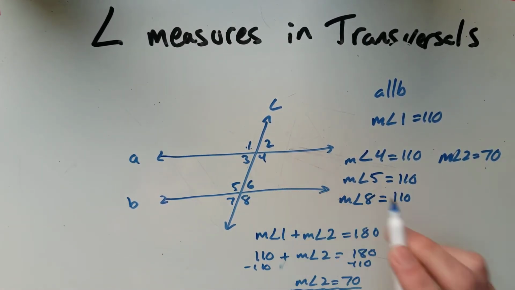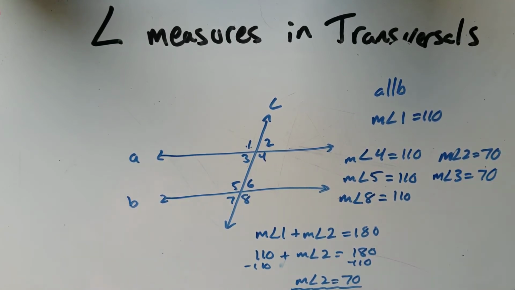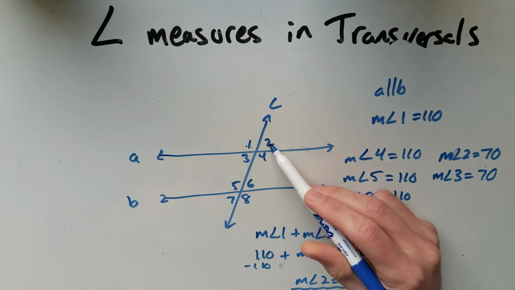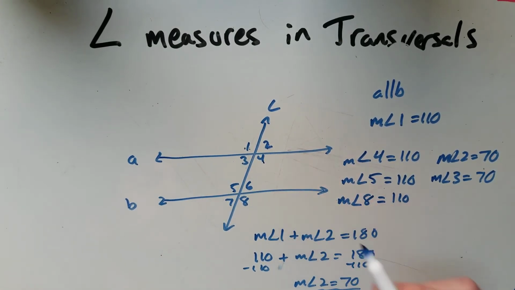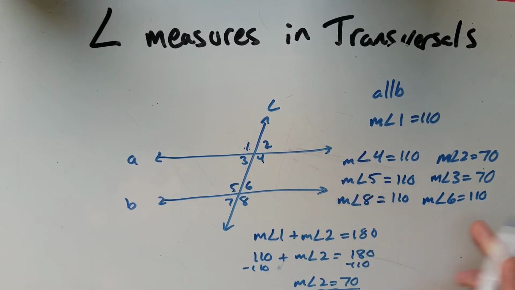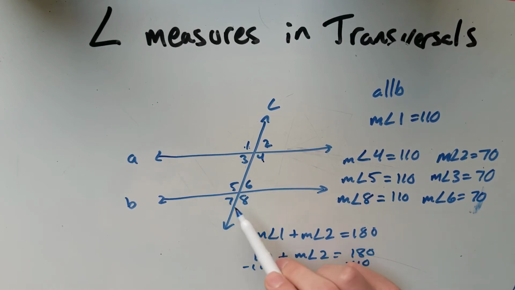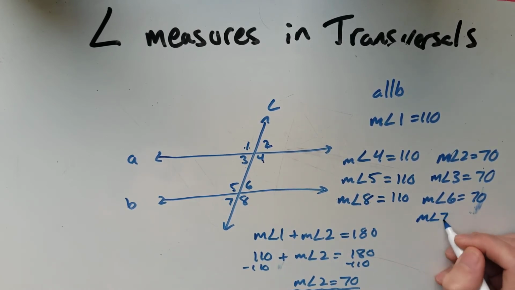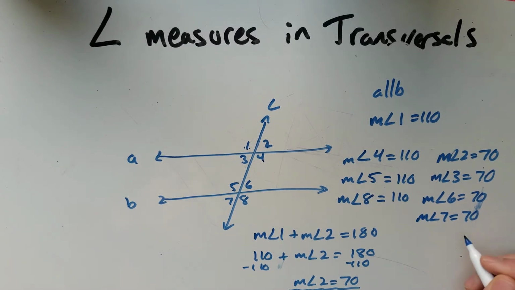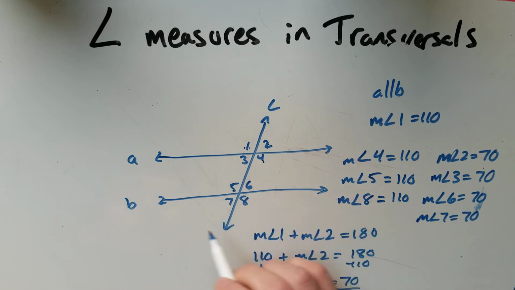Angle 2 and angle 3 are vertical, so therefore they have the same measure, so angle 3 is also 70. Angle 2 corresponds with angle 6, so then the measure of angle 6 is going to be the same as angle 2, should be 70. And lastly, we can say 6 and 7 are vertical angles if we like, so the measure of angle 7 is 70 as well. So there's all of our angle measurements for all the angles in here.